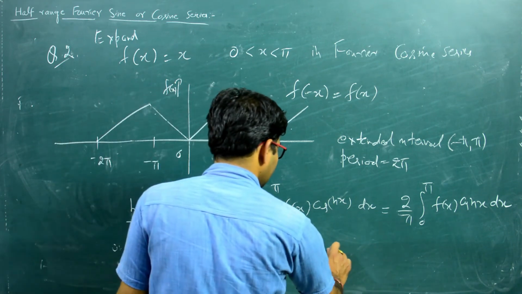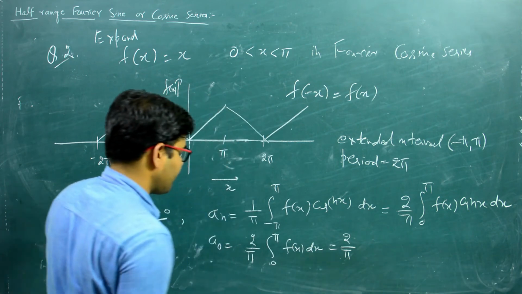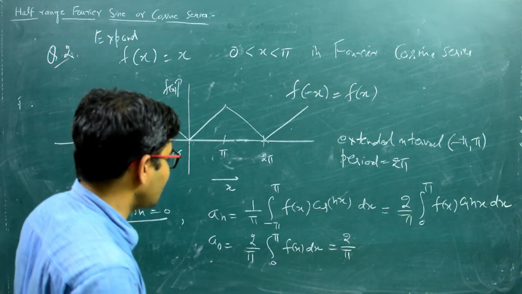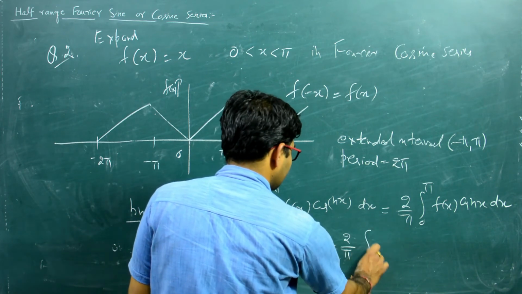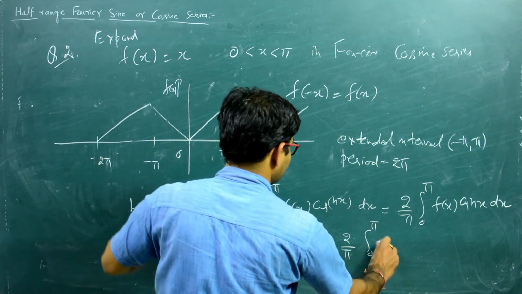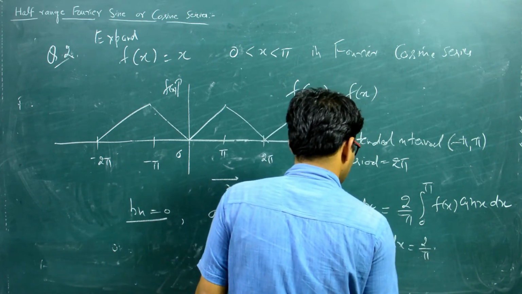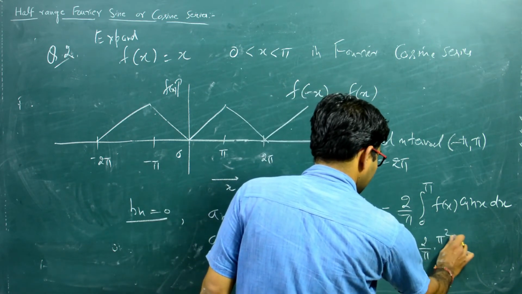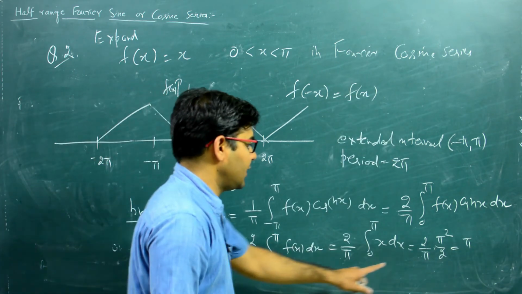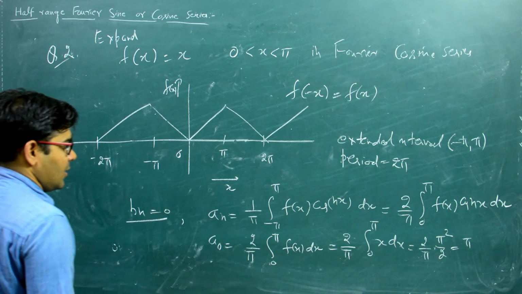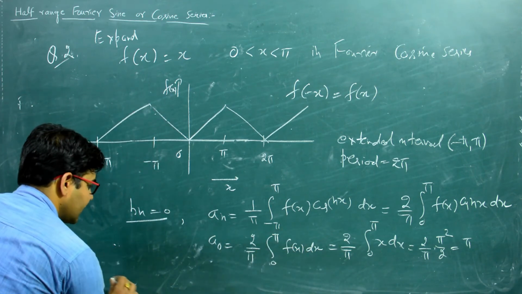Okay, so this will become 2 over pi, the integral from 0 to pi of f(x) = x dx, so this means 2 over pi times pi squared by 2, which means we get a0 as pi. Now what about the other an's? So let's calculate the other an's.